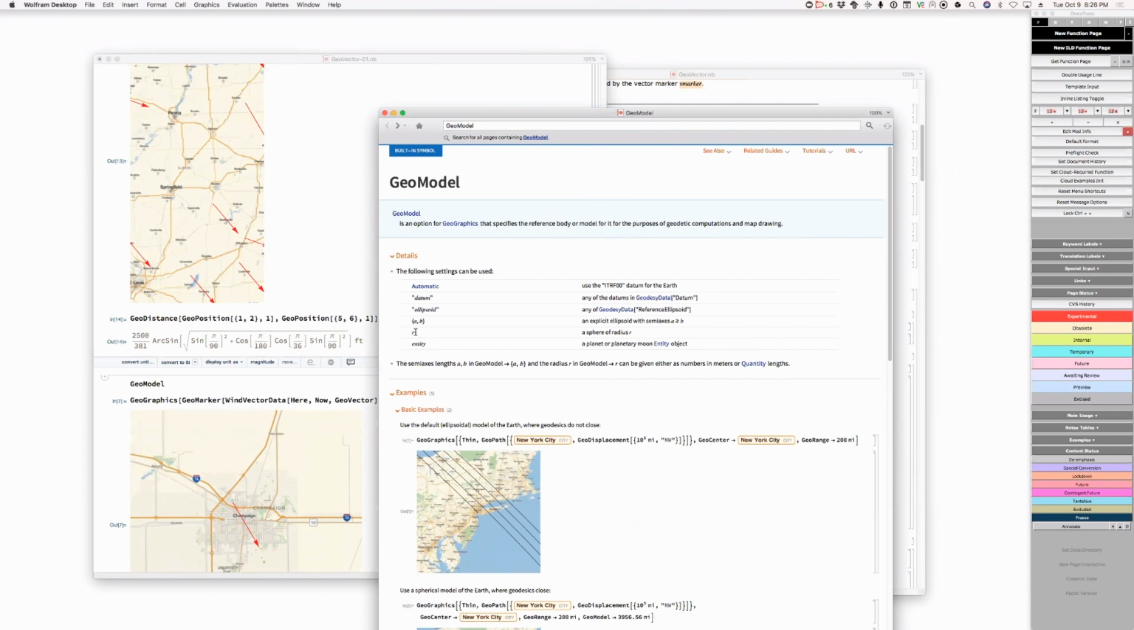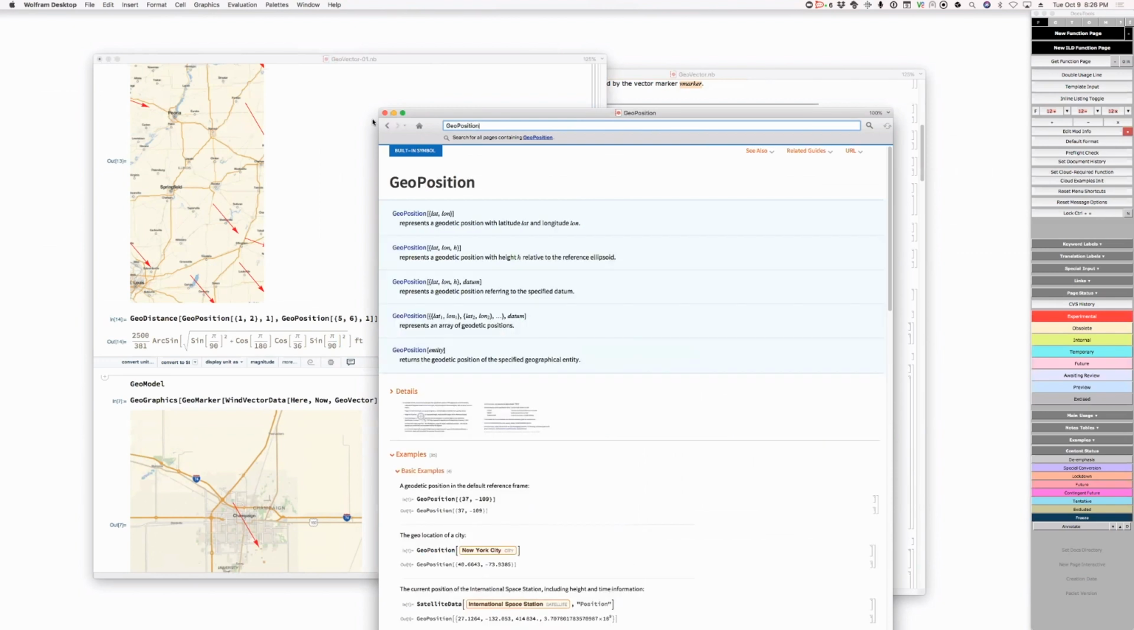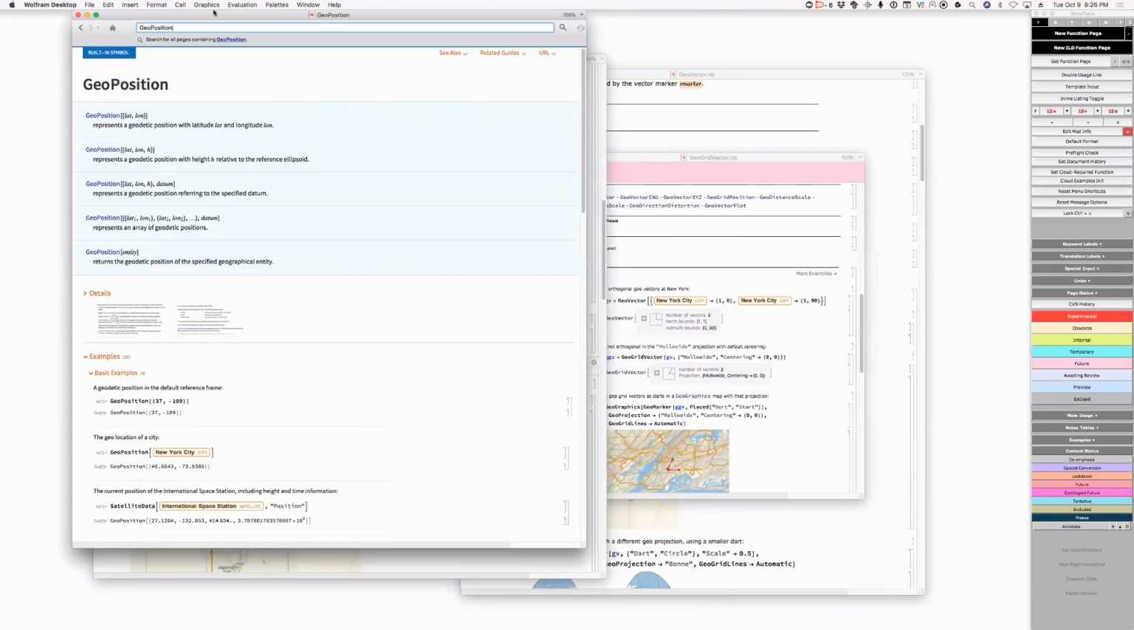On the live stream, someone is asking about airplane flights. Yes, no problem. GeoPosition takes a height. You can absolutely plot that. You can plot satellites if you want to. It'll just work. Coming later is relativistic corrections to distances and things. We don't support that yet, sorry.